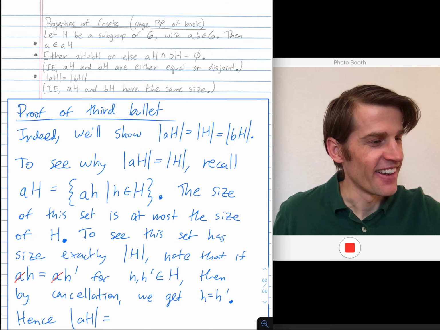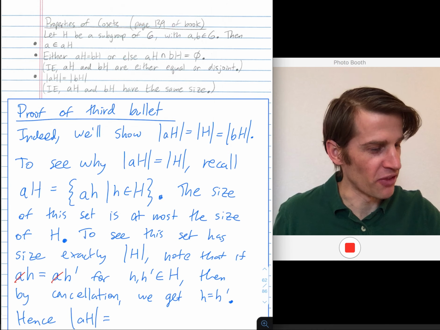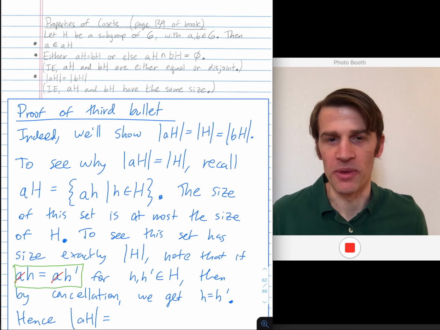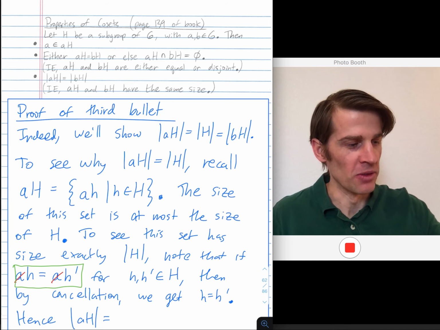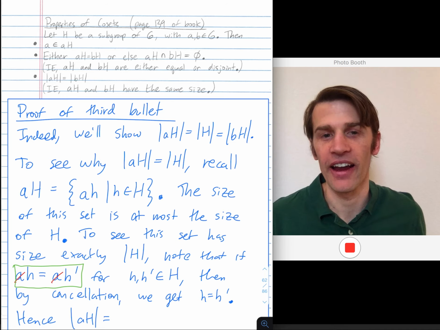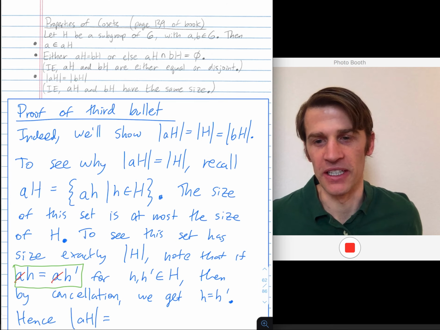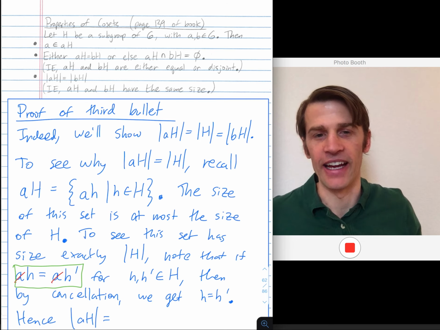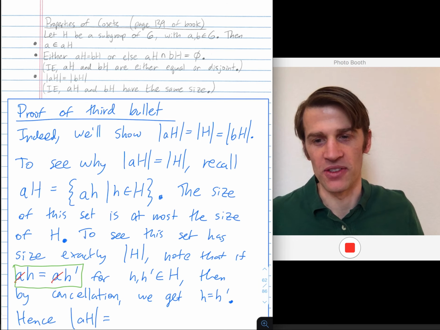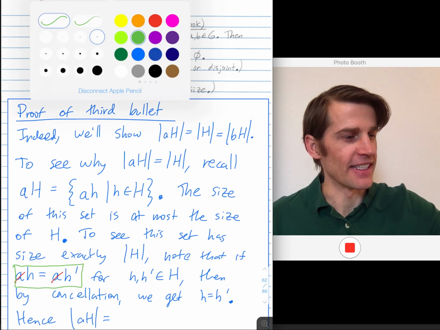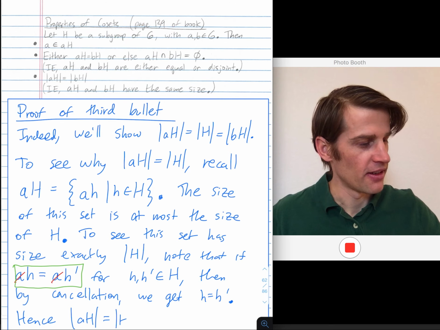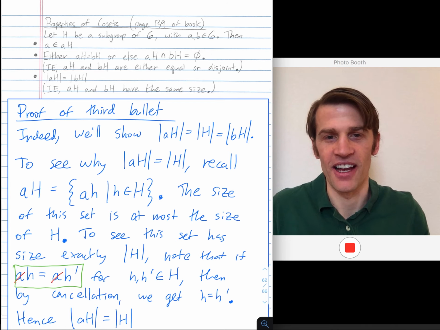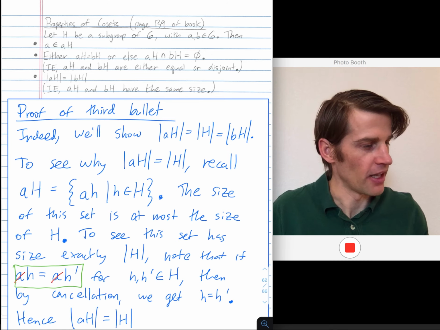I'm having a tablet brain fart, but to see that we get exactly the size of H different elements, note that two terms, Ah and Ah prime, collide only if h and h prime were equal. So as long as h and h prime are distinct, you get different things, Ah and Ah prime. So that shows that the size of the coset AH is exactly equal to the size of the subgroup H.